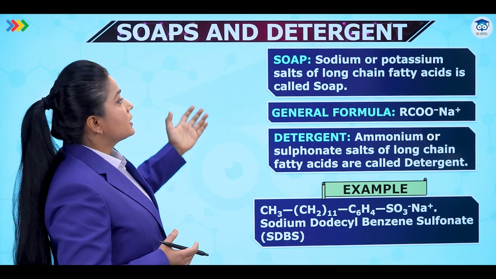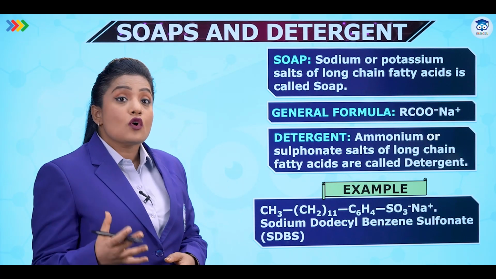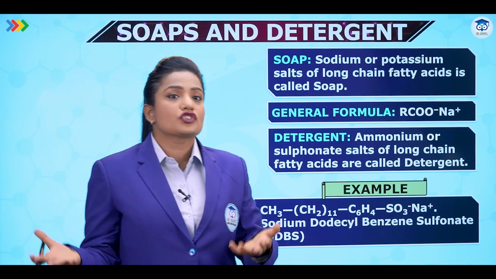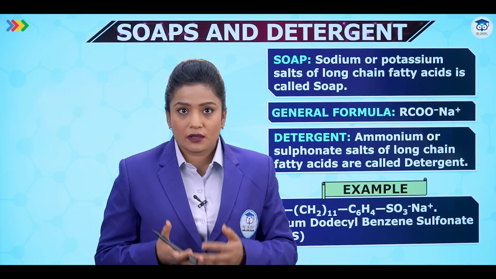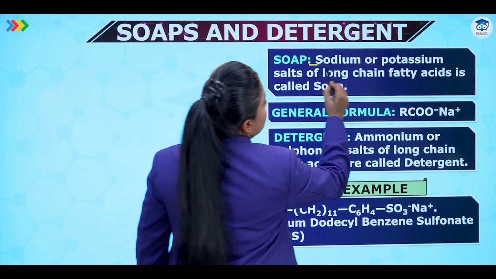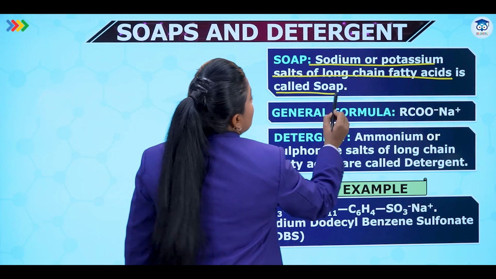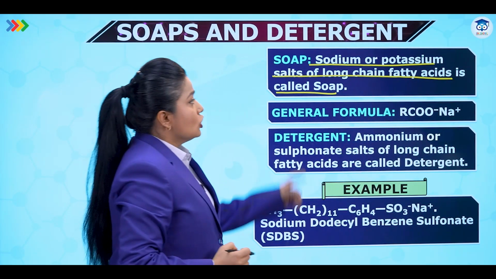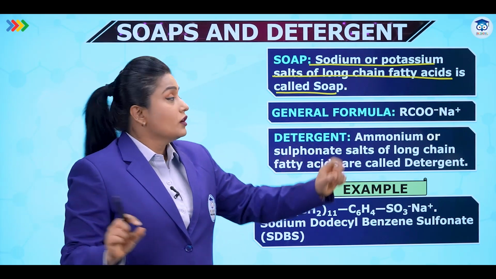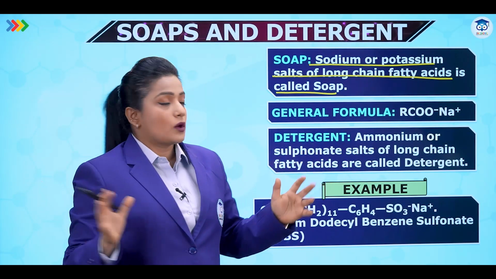So let's start the last topic, that is soaps and detergents. What are soaps? The soap and detergent that we use at home for our cleaning and washing purposes all involve chemistry. Let's find out how. Soaps are sodium or potassium salts of long chain fatty acids. Now what are long chain fatty acids? Long chain means many carbon atoms are connected. Fatty acids means that it is a very long carbon compound.